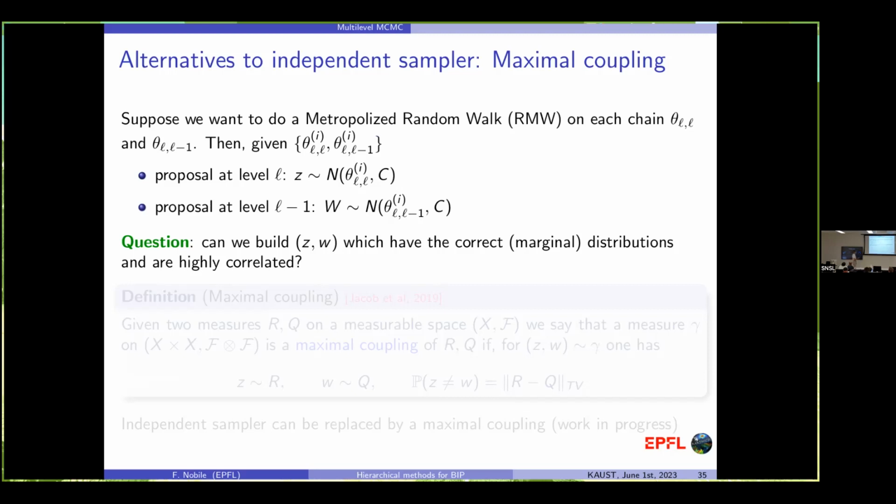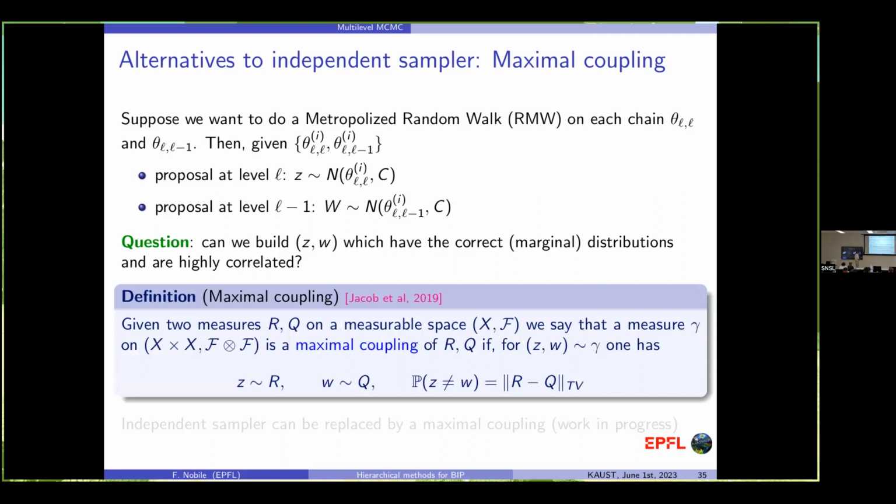One nice idea, but of course you need this coupling, is using this concept of maximal coupling. Suppose that you do a random walk Metropolis on the two chains. So you just move with a Gaussian move around the current state. If you want to couple the two chains, you should couple those two Gaussians. So you should create a coupling of the two Gaussians that achieves the maximal coupling.